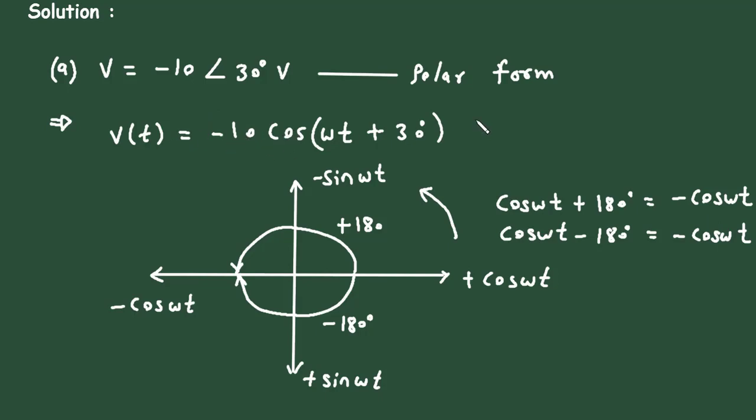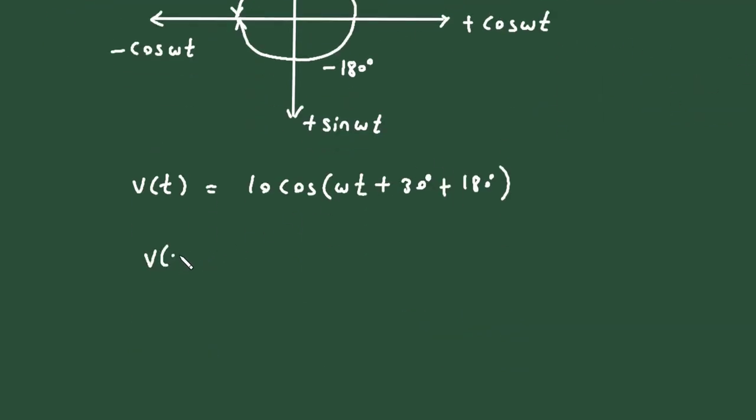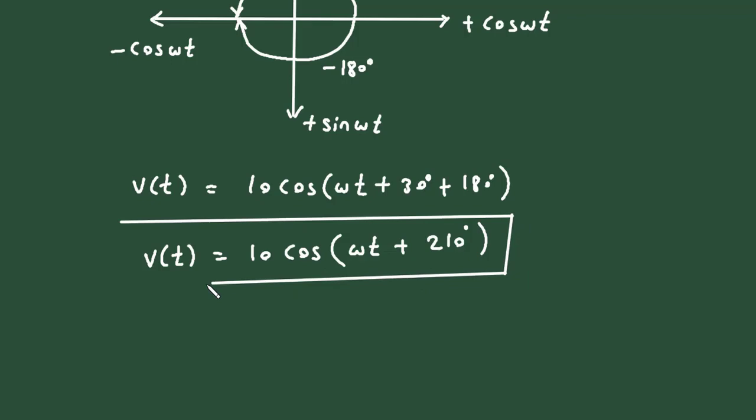Now we have to change this minus sign. So what we will do, this will be v of t is equal to 10 cos omega t plus 30 degree. So it is as it is. Then we have to add 180 degree. So this will be plus 180 degree. So v of t is equal to 10 cos omega t plus 210 degree. So this is the answer in time domain format, or in sinusoid form.